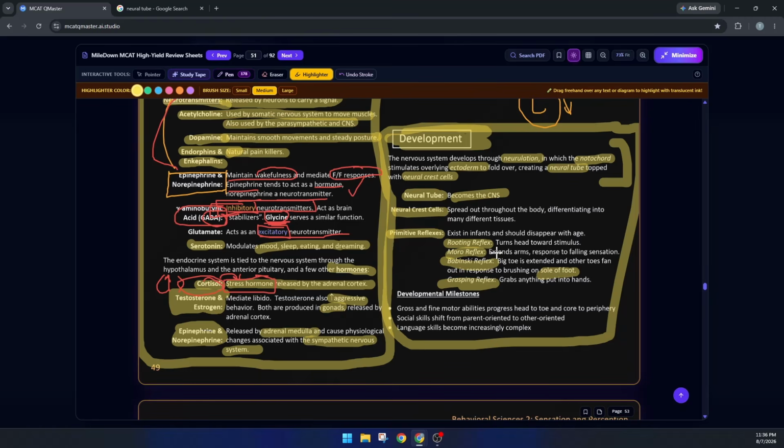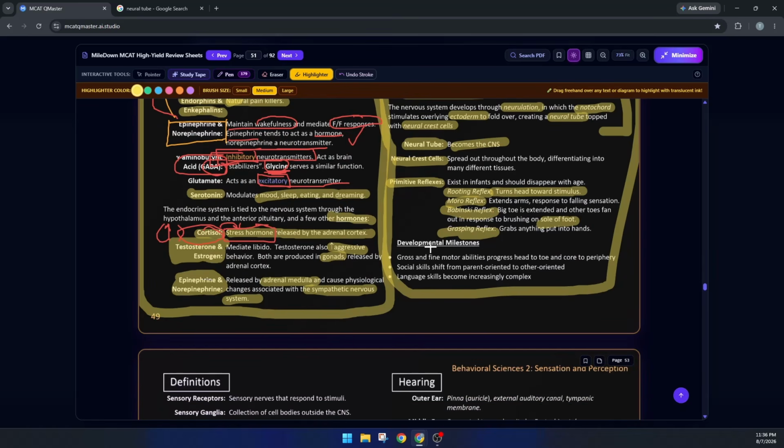Moro reflex, and I recommend watching videos for all of these so you get a better idea. Rooting reflex means a baby will turn its head toward any stimulus, so it pays attention to stuff, it moves its head toward something, like a noise, anything, any stimulus, okay? And a Moro reflex extends their arms in response to a falling sensation. So babies know when they're kind of falling, they're going to extend their arms. And these are all primitive reflexes.